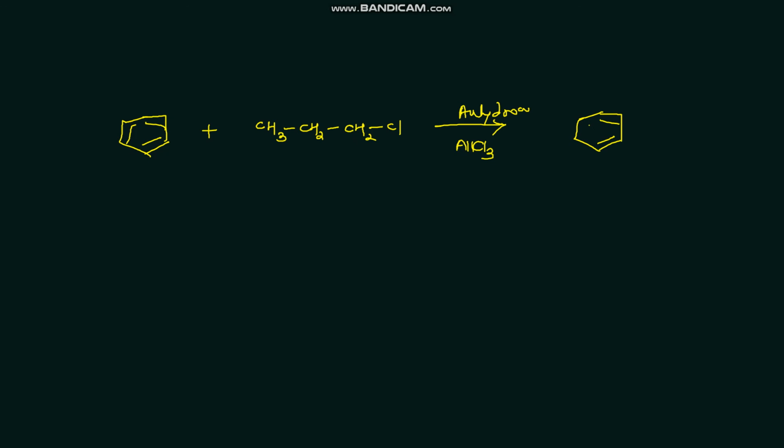If we directly do Friedel-Crafts alkylation, here CH3CH2CH2Cl in presence of AlCl3, a Lewis acid, here we use anhydrous conditions. Then we do not get directly this compound, here CH2CH2CH3. Why? Because the first step is carbocation formation.